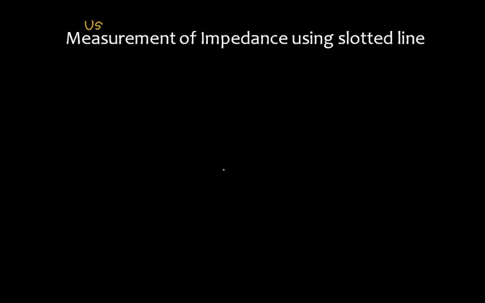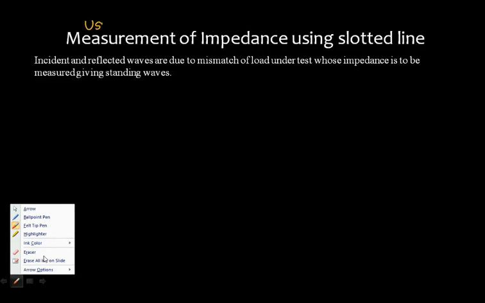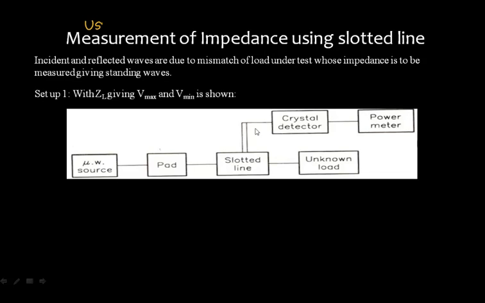The second method is the measurement of impedance using a slotted line. You are using the slotted line here. Incident and reflected waves are due to the mismatch of the load under test whose impedance is to be measured, giving the standing waves. So in step 1, you connect the load, which gives the Vmax and Vmin. So what have you done?